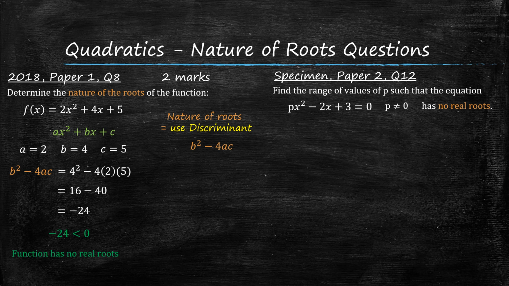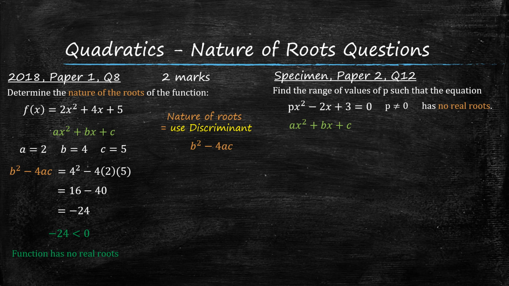We're asked to determine the nature of the roots, so our answer is this function has no real roots, and we show all our working to get the full 2 marks. Okay, in our next question, which is from a specimen paper, paper 2, question 12, find the range of values of p such that the equation px squared minus 2x plus 3 is equal to 0, where p is not equal to 0, has no real roots.